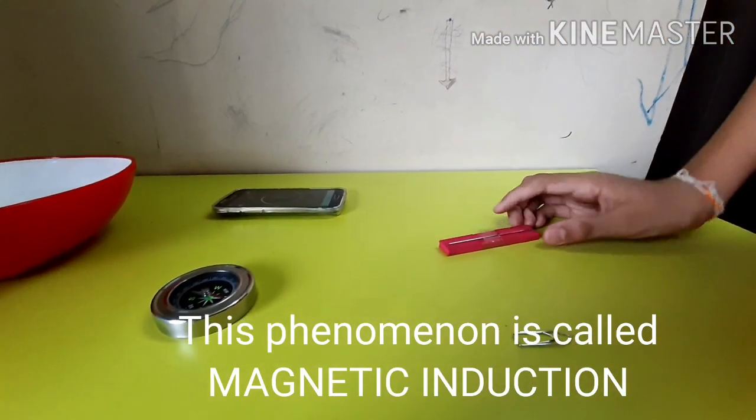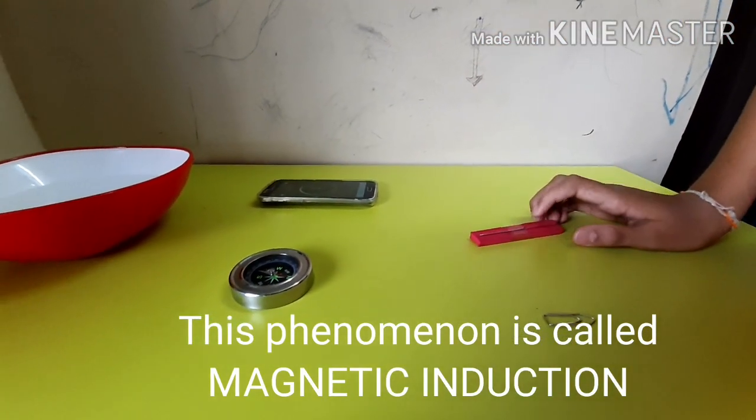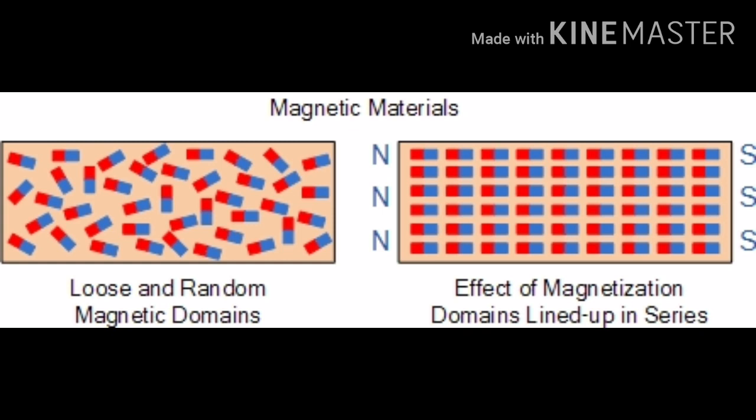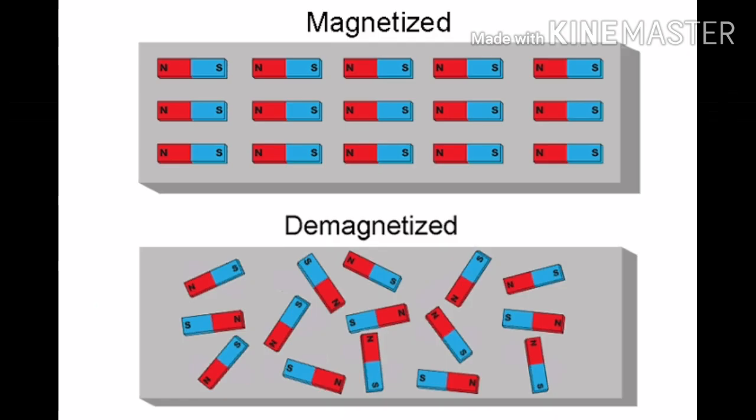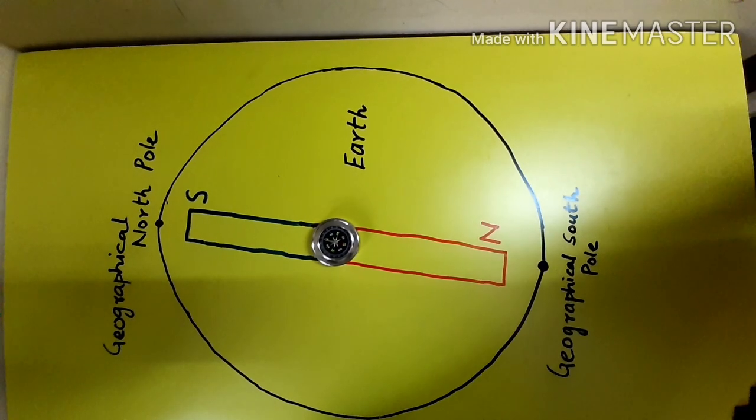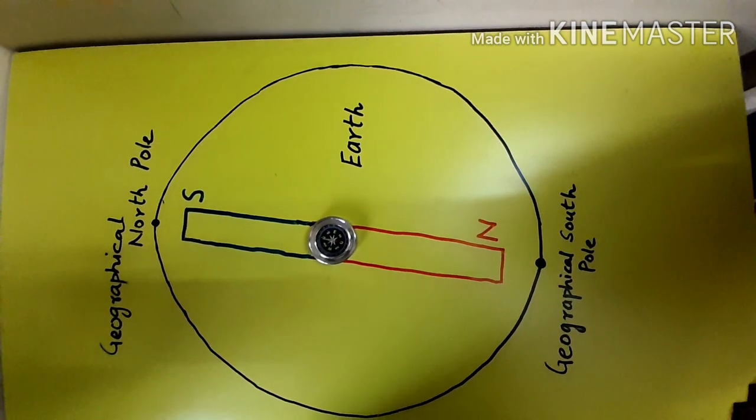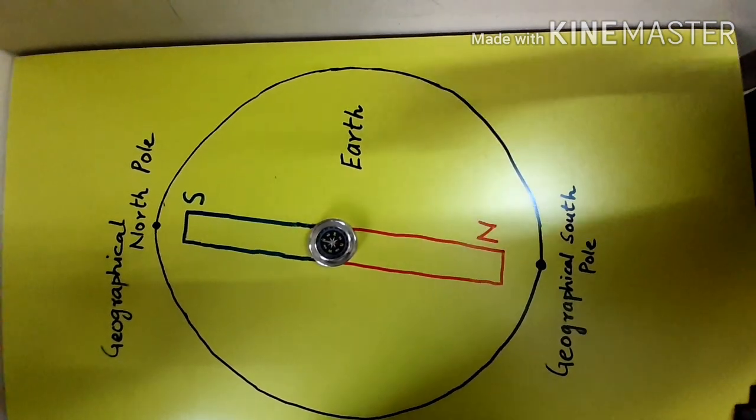This phenomena is called magnetic induction. We can see that in the unmagnetized needle, the domains point in all the directions, randomly resulting in zero magnetism. But when we strike the needle with a magnet, all the domains get aligned in the same direction, making it a magnet. For the sake of clarity, I have drawn a small earth on my study table.